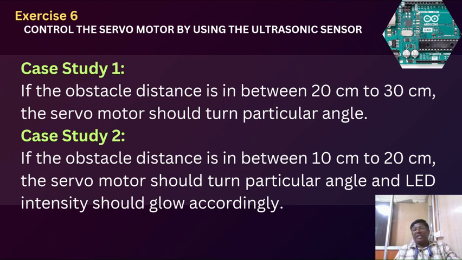Now we have two case studies. In the obstacle avoidance case, if the obstacle is at 20 to 30 centimeters, the servo motor should run to a particular angle, and if the obstacle distance is between 100 and 20 centimeters, the servo motor should turn to a particular angle, and the LED intensity will glow accordingly. So if you try this case study, you can have a better understanding.